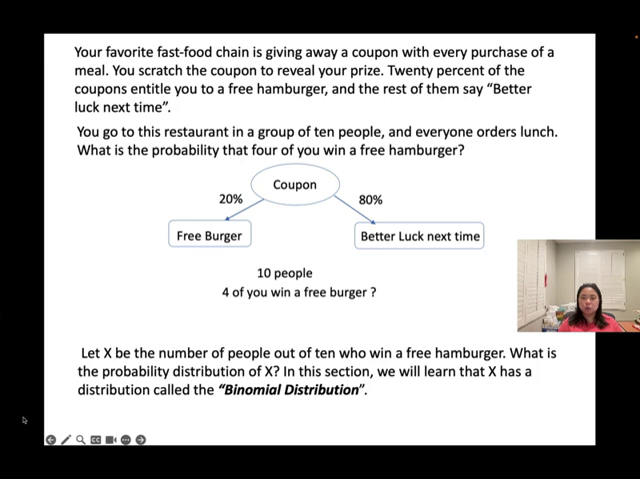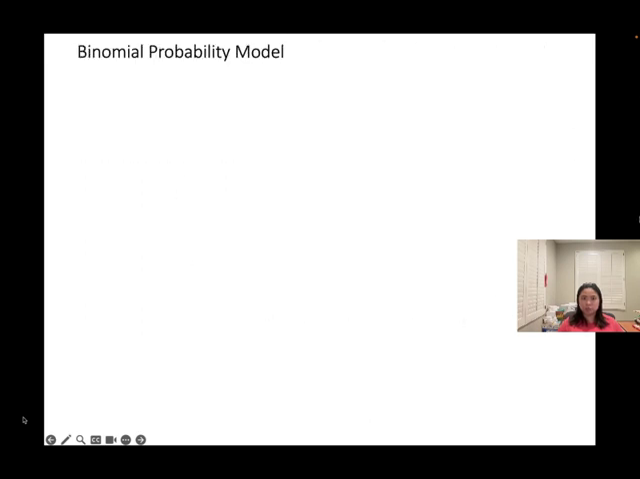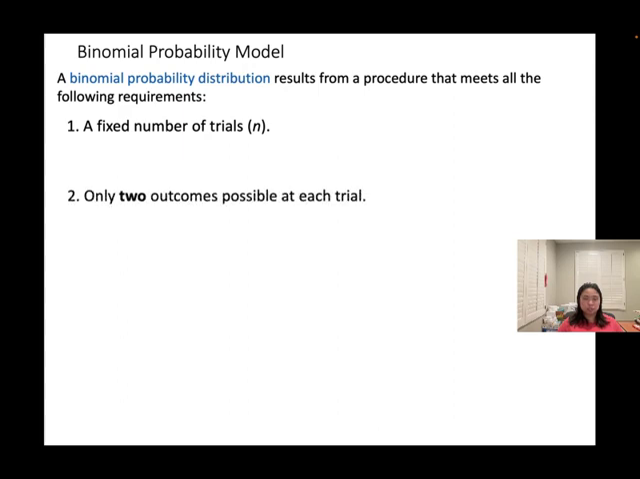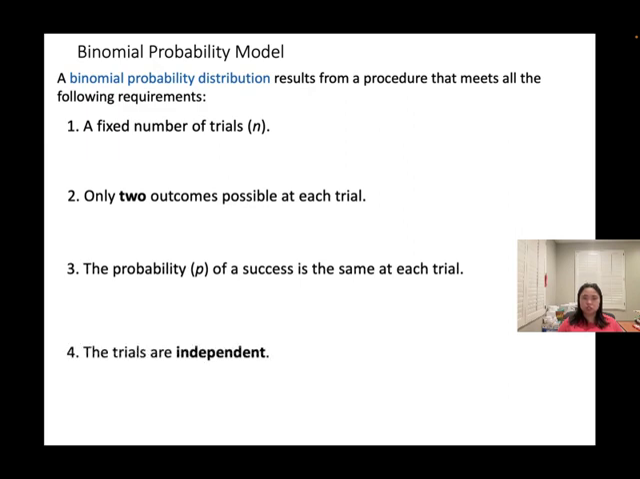In this session, we will learn that X has a distribution called the binomial distribution. And this is the example for the binomial distribution. Let us look at the requirements. In order to be a binomial probability distribution, first, we need to have a fixed number of trials. Second, only 2 outcomes are possible at each trial. Third, the probability of a success is the same at each trial. And the last, the trials are independent. Okay, let's look at it one by one. A fixed number of trials.